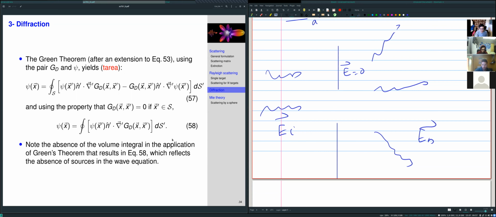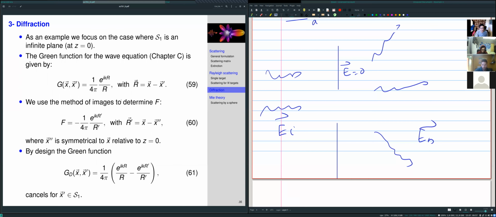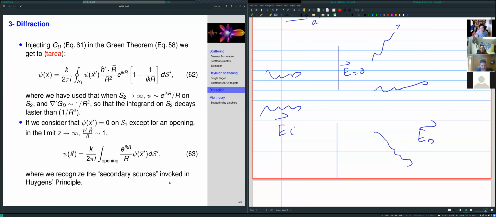But it's just to show you that, given the Green function, we can work out the fields. And if we have an infinite plane, the one I've drawn here, then the Green function is this one, which you compute with the method of images. And if you have an opening, then you can obtain the fields by using equation 63 here. And this is the result of it. And this is what motivated Huygens' principle to model the diffraction.